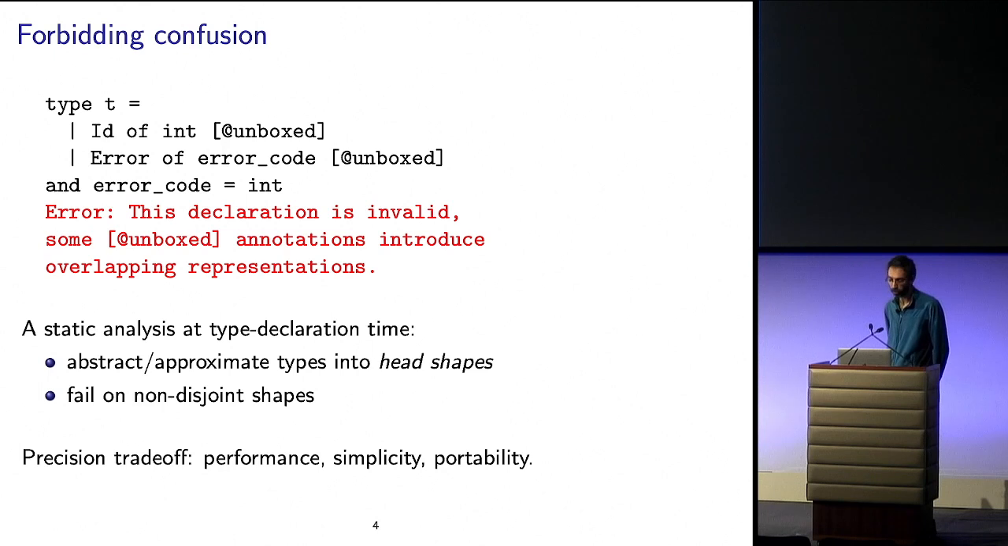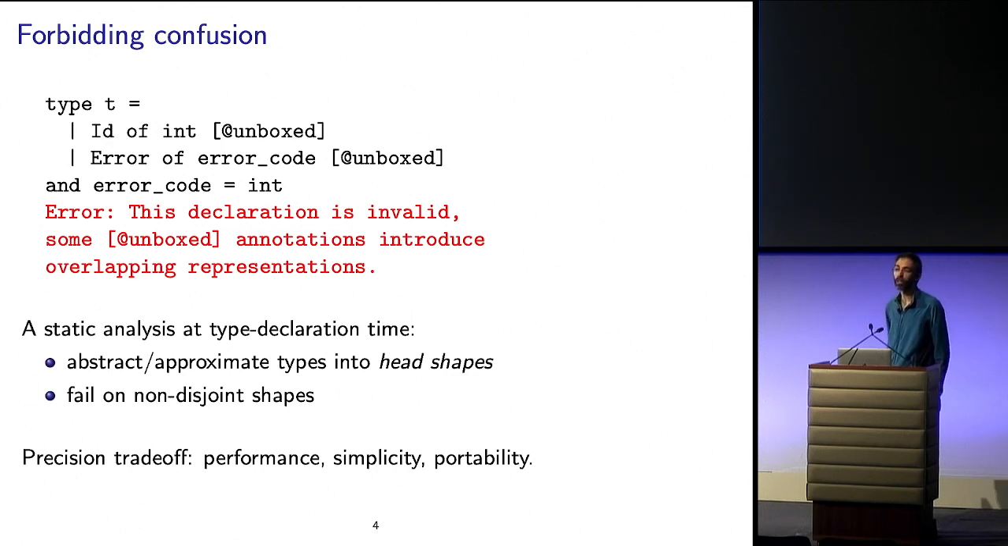So this is a design choice that you make. You choose an approximation or an abstraction as a syntactic object. You can think of this as abstract interpretation if you want. And then to check this declaration, you compute the head shapes of the unbox constructor, and you check that they are disjoint. And this abstraction that you design, you have to make trade-offs.